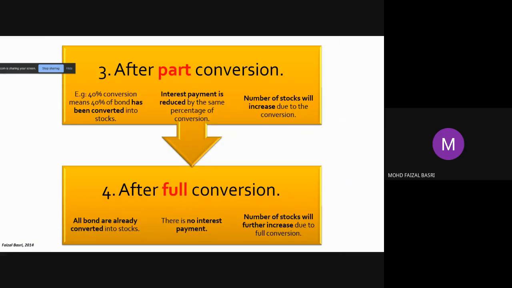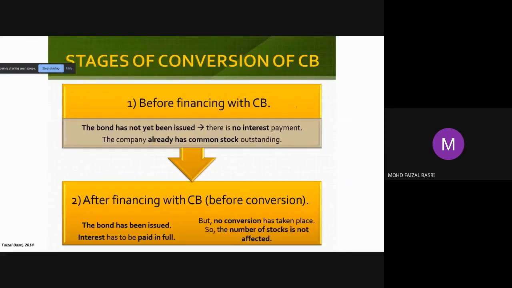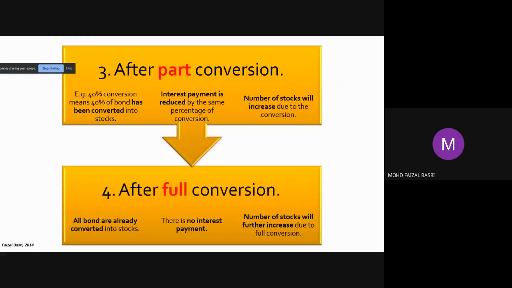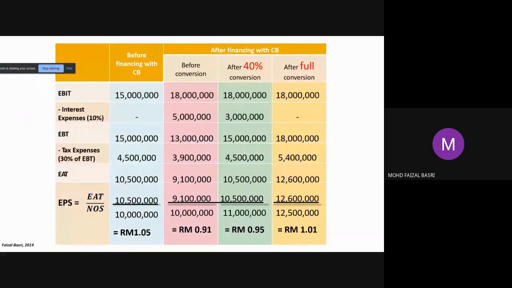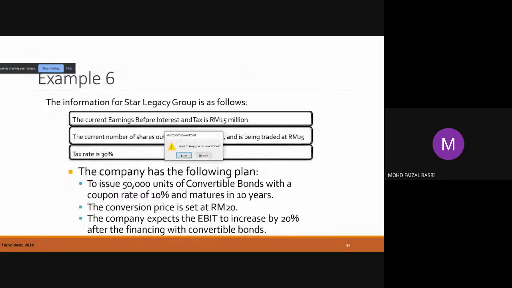Okay, so the impact again is based on the interest payment sebab ada coupon tadi, and based on number of stocks. The crucial part is actually number 3 and number 4 ni, sebab for number 3 bila partial, interest payment akan reduce because dah ada yang berubah, dah ada yang convert, and number of stocks will increase because of the conversion tadi. And after full conversion there will be no interest, but everyone dah eliminate as bondholders tapi dia akan convert into stocks. Okay, I'm not going to use this, nanti jawapan kat belakang ni nanti you can try again kalau tak faham, but let's try.